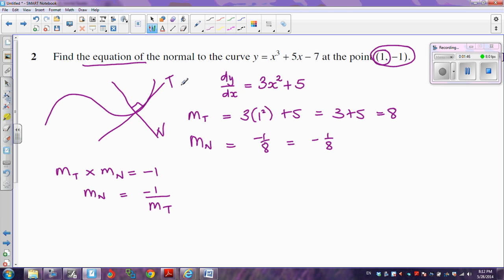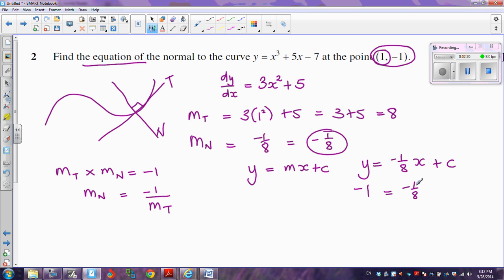Now I'm asked to find the equation of the normal, and I know that the equation of any straight line, because the normal is a straight line, is going to be y equals mx plus c. And in this case, m is minus 1/8. So here we have y equals minus 1/8 x plus c. And I need to find out what c is, the intercept with the y-axis. Now the easy way to do that is to put the coordinates of this point into this equation. So the y-coordinate is minus 1, the x-coordinate is 1, so I'm doing minus 1/8 times 1, which is just minus 1/8, and then that's plus c.